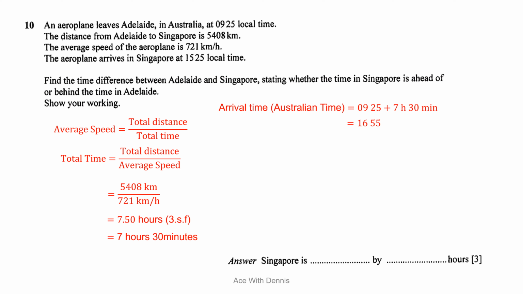But in Singapore, the time is 15:25. Hence, the time difference will be 16:55 minus 15:25, and it is 1 hour 30 minutes, or 1.5 hours. Hence, Singapore is behind by 1.5 hours.